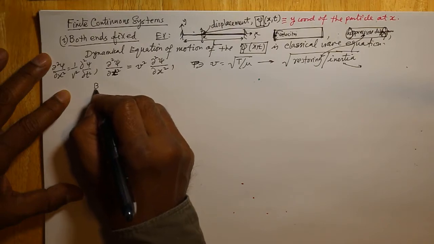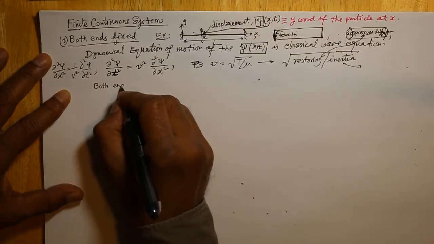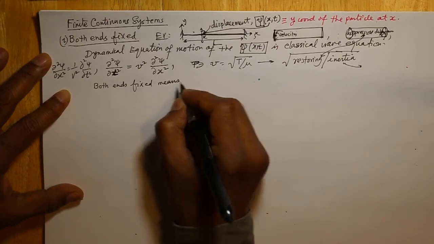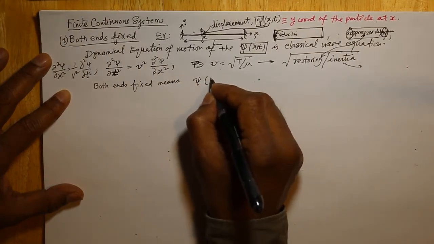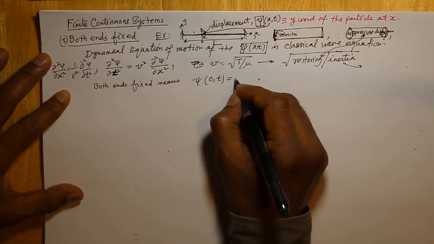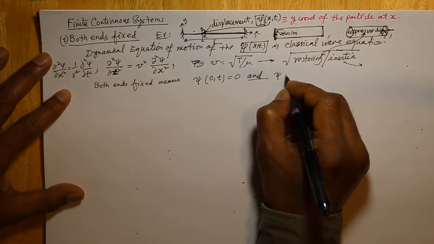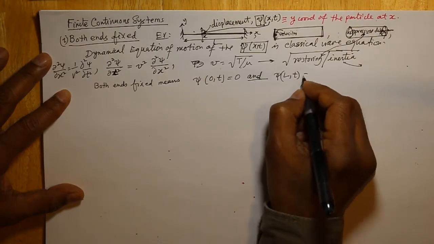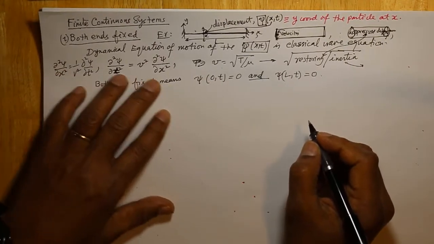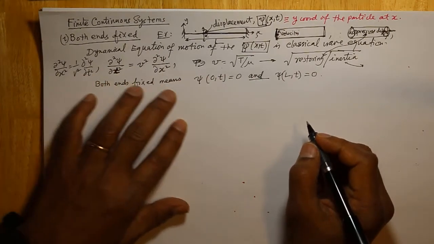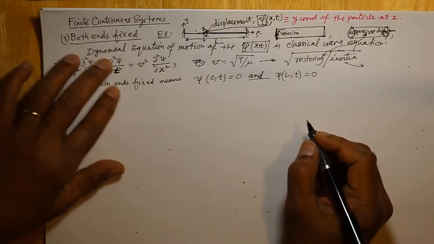So both ends fixed means psi of 0 t is 0 and psi of L t is 0. When you try to solve this problem, it's actually not solvable directly, right? So we solved it in a different way.